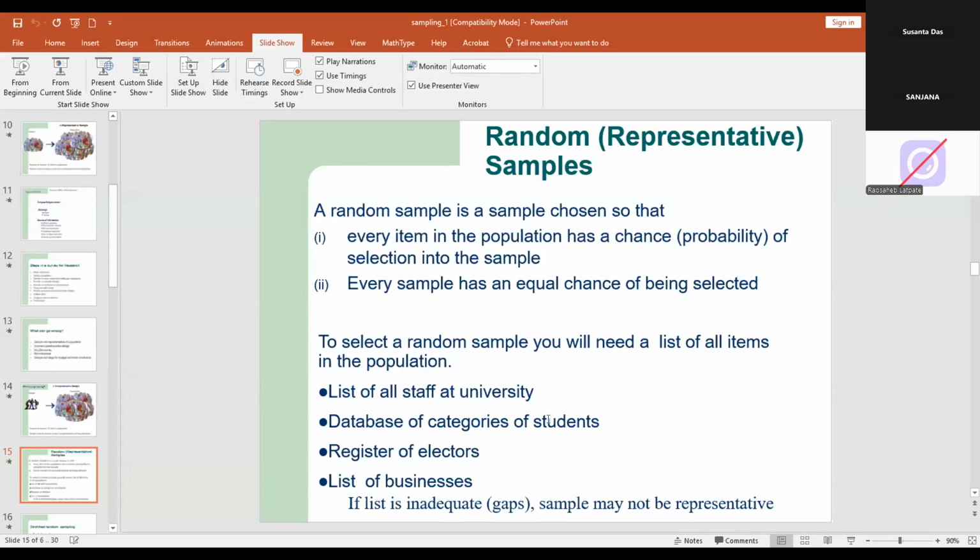Now, the disadvantage of simple random sampling is that it requires a list of all individuals. And among all these individuals, you have to select a few of them. But for this purpose, you require the list of each and every individual in the population.